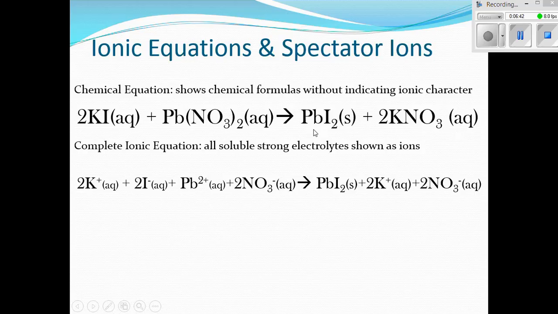So because this is solid, this is not aqueous. It does not dissociate. This remains solid. But since this is aqueous, we're going to go ahead and dissociate it into its respective ions.